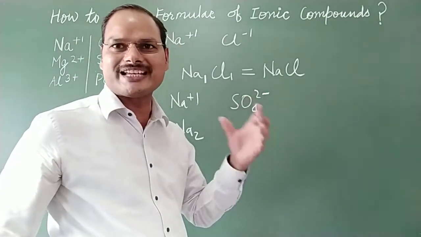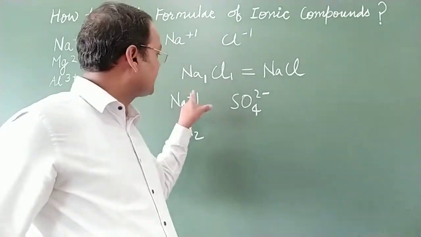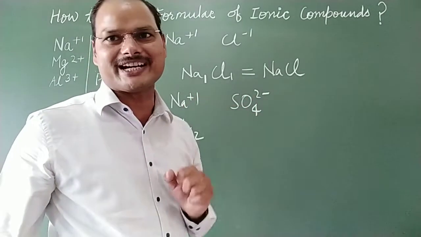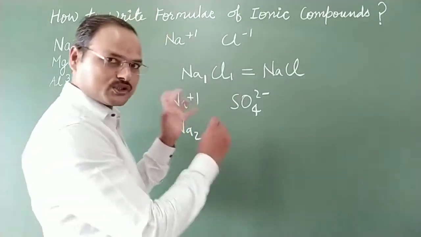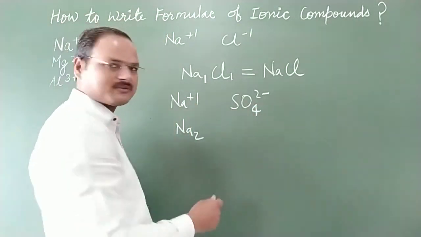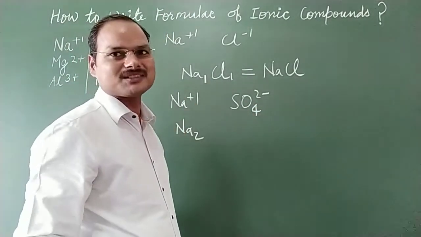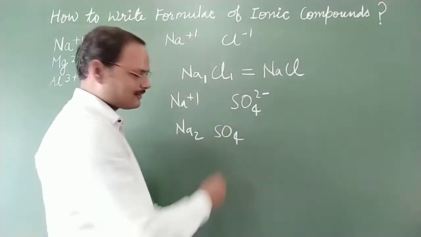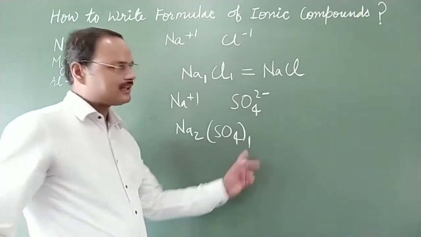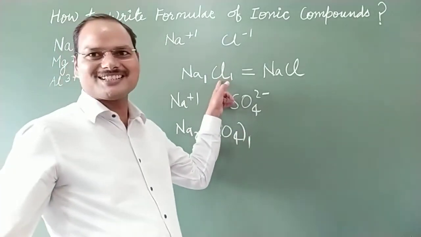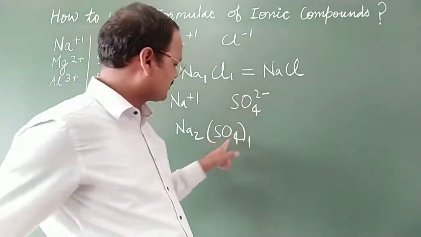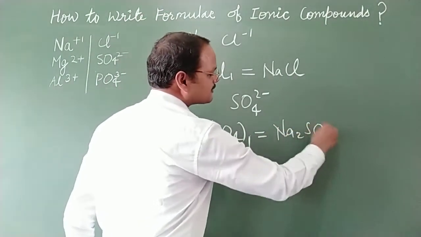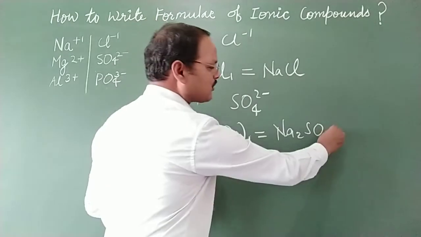Here SO4 has 5 atoms, therefore this value should be multiplied with all, and this can be done by using brackets only. So we should use brackets for such ions which have 2 or more atoms. So I am writing here (SO4)1. As I have already explained, 1 is unnecessary to write, therefore we can write this formula as Na2SO4. What is the name of this compound?